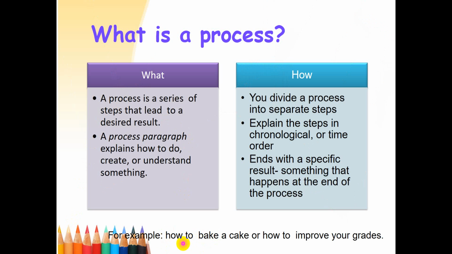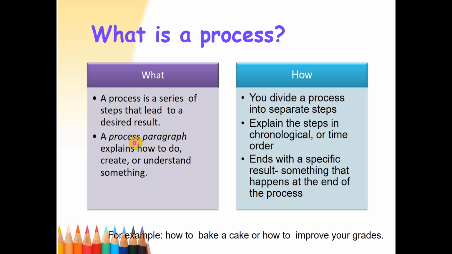So, for example, in the process you give a series of steps. In the examples of how to bake a cake or how to improve your grades, we give a series of steps to get the desired result. What is the desired result? If it is baking a cake, then the result is the cake. If it is improving the grades, then the desired result is good grades.